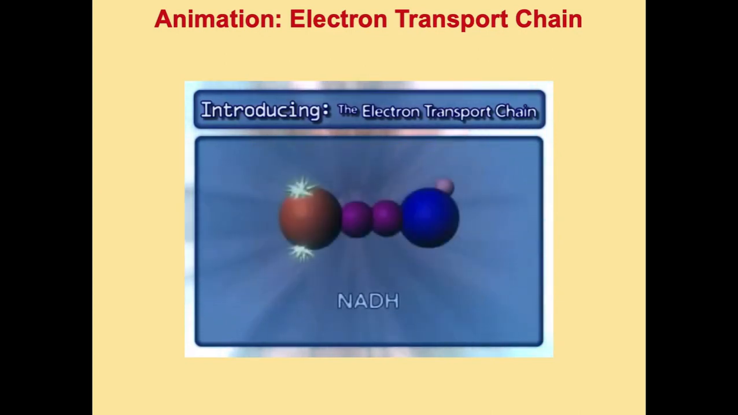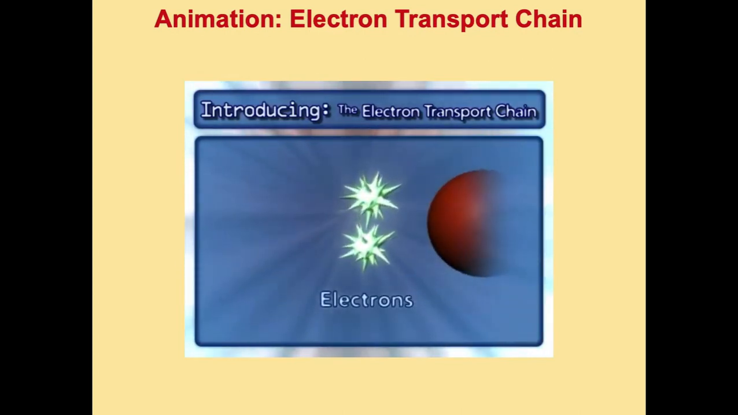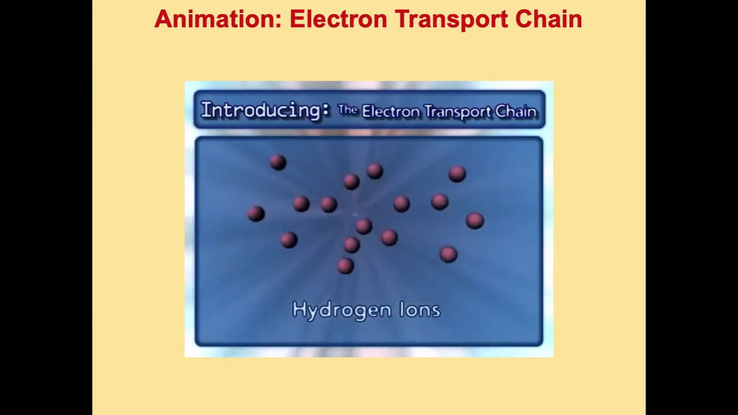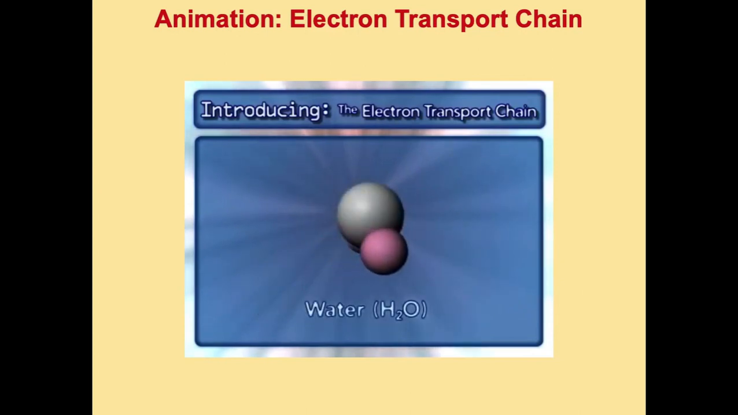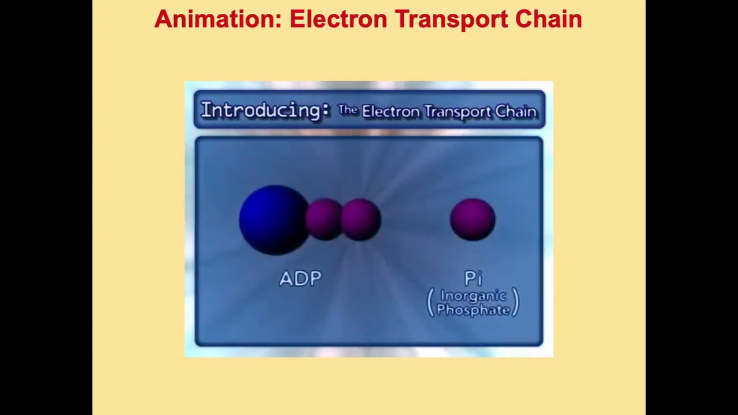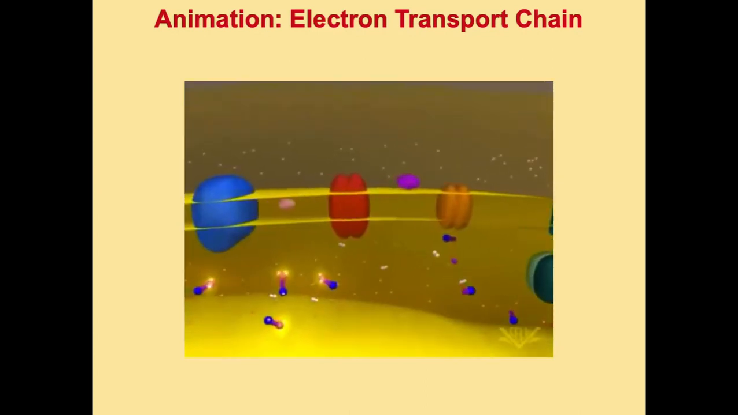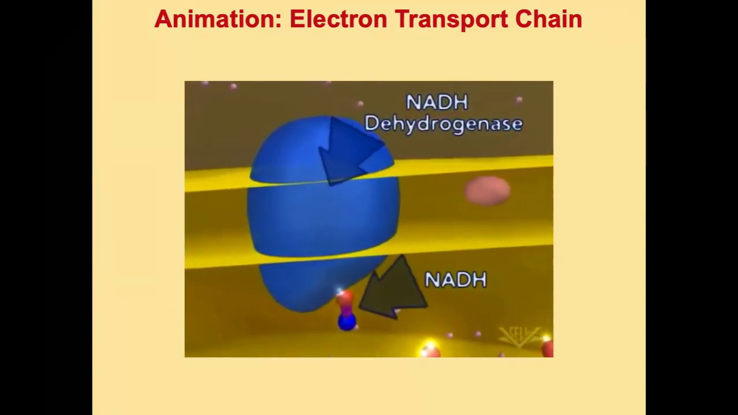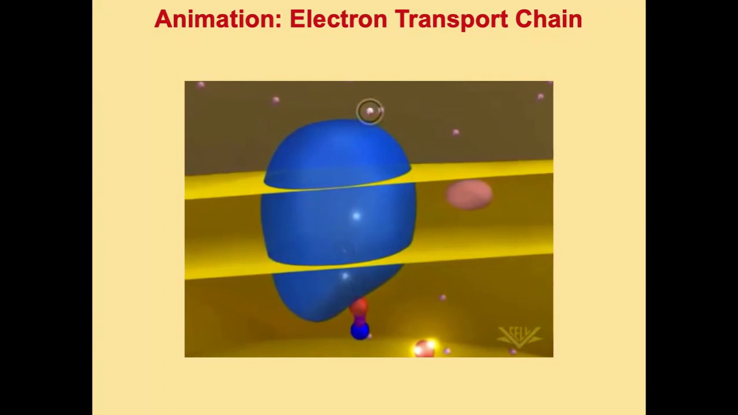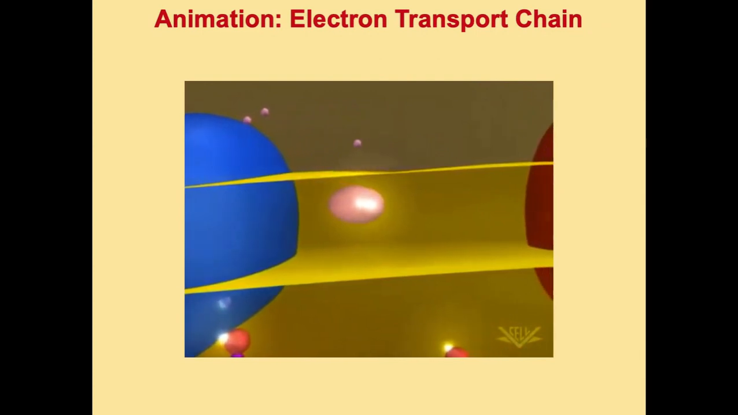Other key components in this process are NADH and the electrons from it, hydrogen ions, molecular oxygen, water, and ADP and Pi, which combine to form ATP. At the start of the electron transport chain, two electrons are passed from NADH into the NADH dehydrogenase complex. Coupled with this transfer is the pumping of one hydrogen ion for each electron. Next, the two electrons are transferred to ubiquinone.